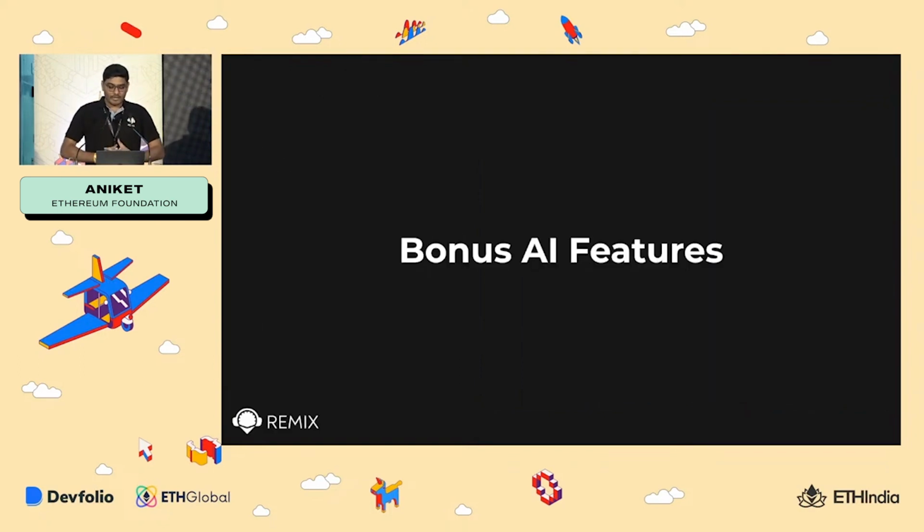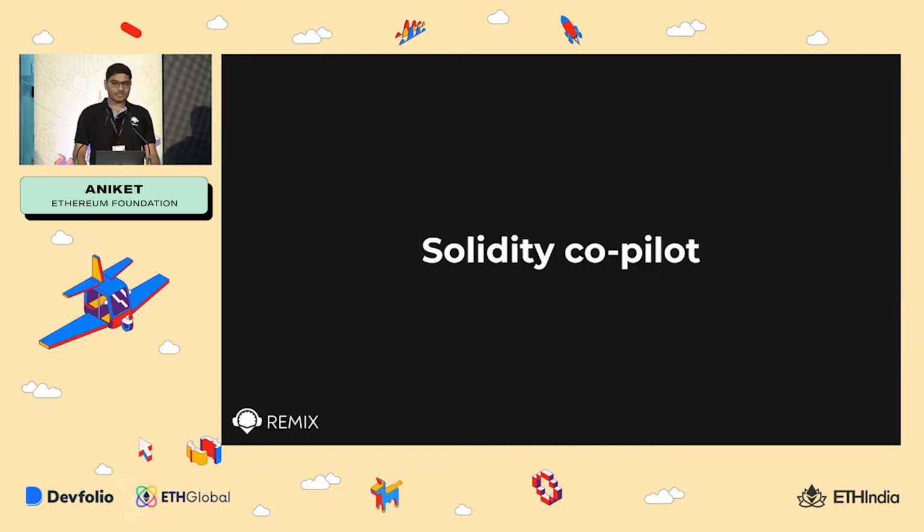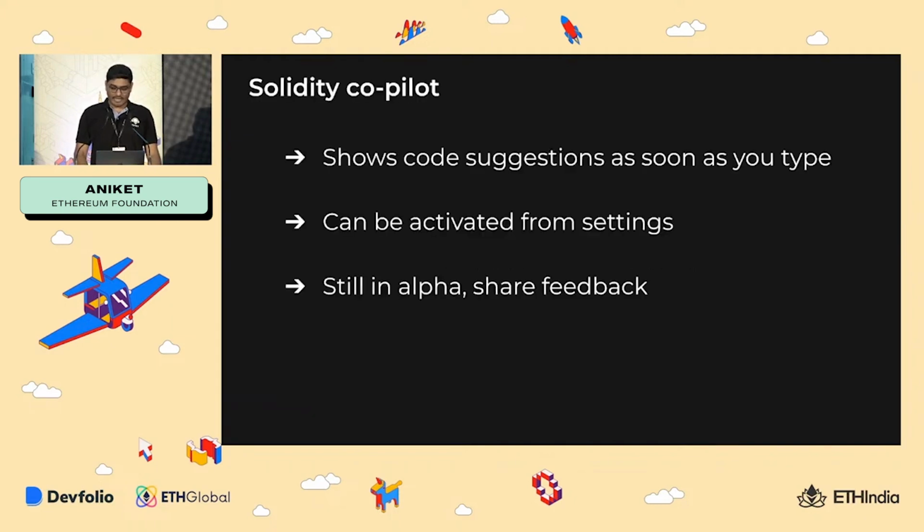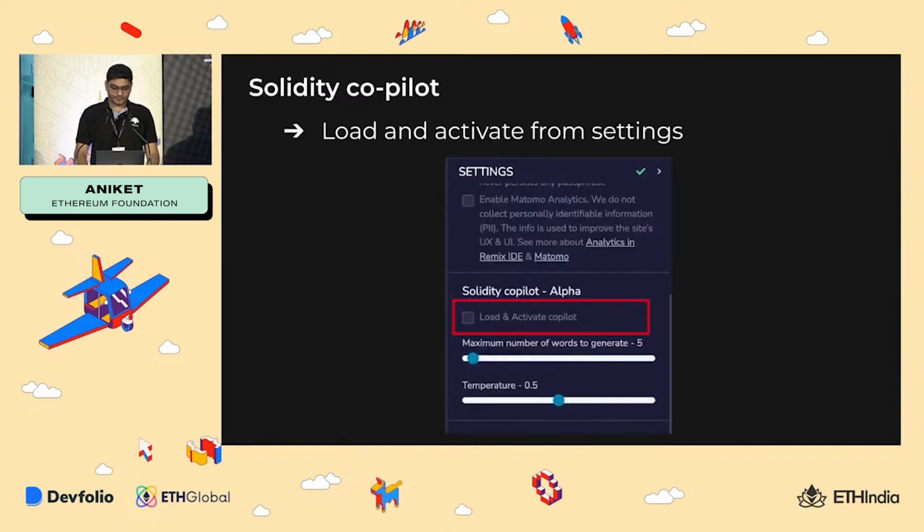Okay, if we did not talk about AI these days, that would be difficult, I think. So what we have recently introduced in our release last week is this Solidity Copilot. Some of you may be aware of its name. When you type some code in Solidity, it shows you code suggestions as soon as you type. It is an opt-in feature, so you can enable it from the settings section of RemixD. And we have released it in an alpha manner, so we will need your feedback on that.